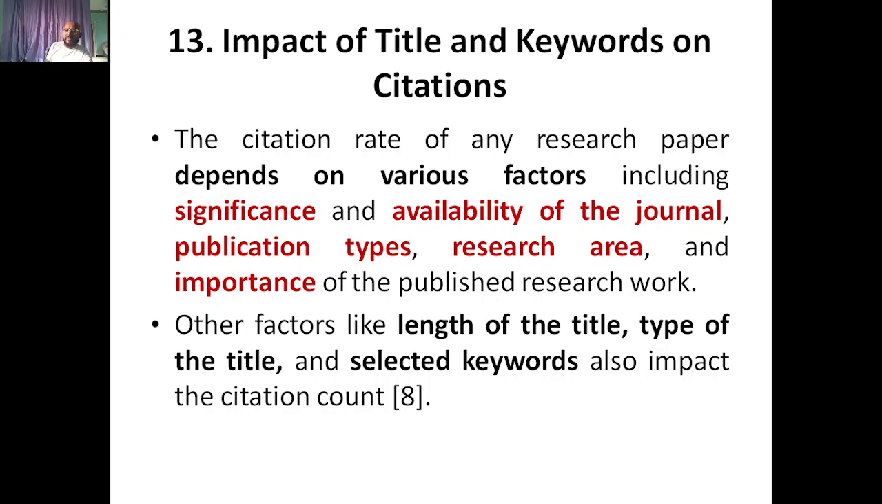So these all are the key aspects, ingredients, which play a very important role in title and keywords. Other factors like the length of the title, the type of the title, and the selected keywords can impact the citation count. The length of the title should not be too long, and it should not be too short either. Then the type of the title, what kind of title it is, and the selected keywords, whether they are relevant to your work or not.